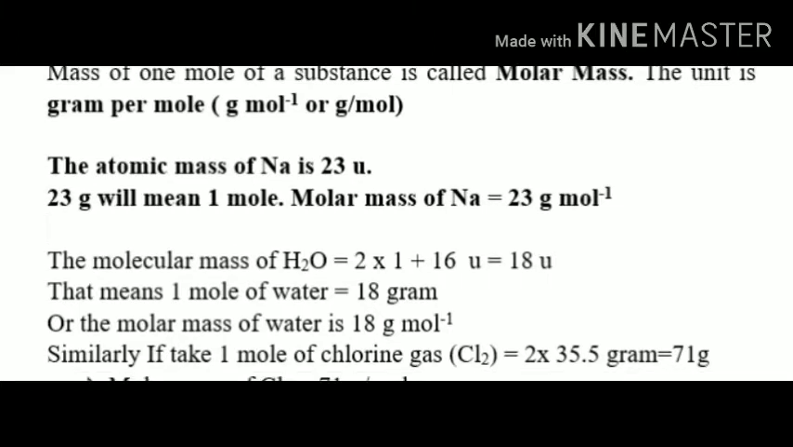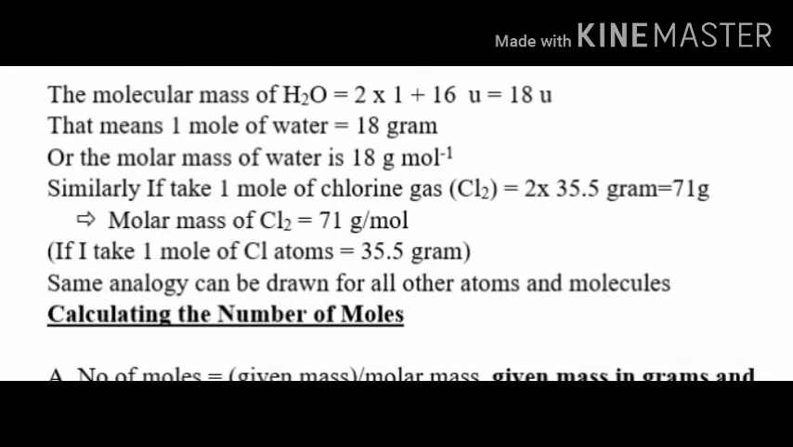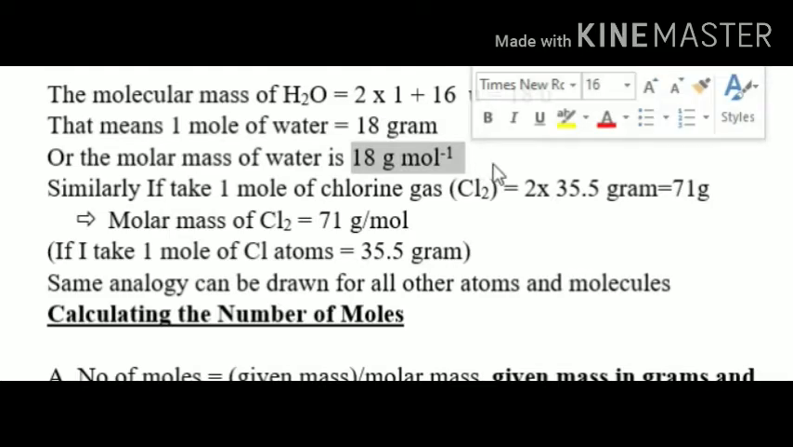Okay, so similarly, the molecular mass of water is 2 into 1. So 2 hydrogen has mass 1, so 2 into 1 plus oxygen has atomic mass of 16, plus 16 equals to 18 U. The molecular mass of water is 18 U. That means if I take 1 mole of water, the weight will be 18 gram. That means the molar mass of water is 18 gram per mole.